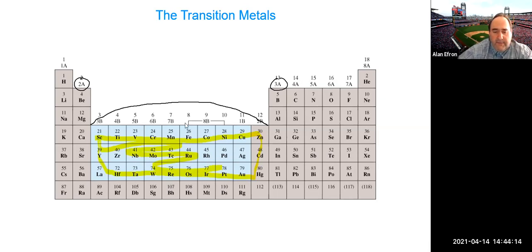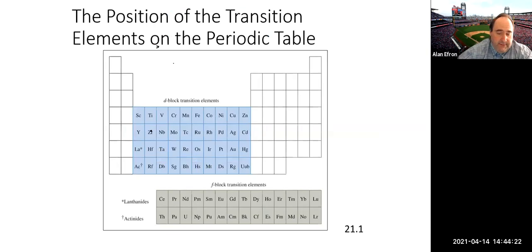A lot of times we talk about the first row transition metals, which are these guys here, and the second row and so forth. These guys on the bottom are also, technically speaking, transition metals. They're sometimes referred to as inner transition metals. That's because if you look at the numbering, this one is 57 in terms of its atomic number and this one is 72, so there's a big jump there.